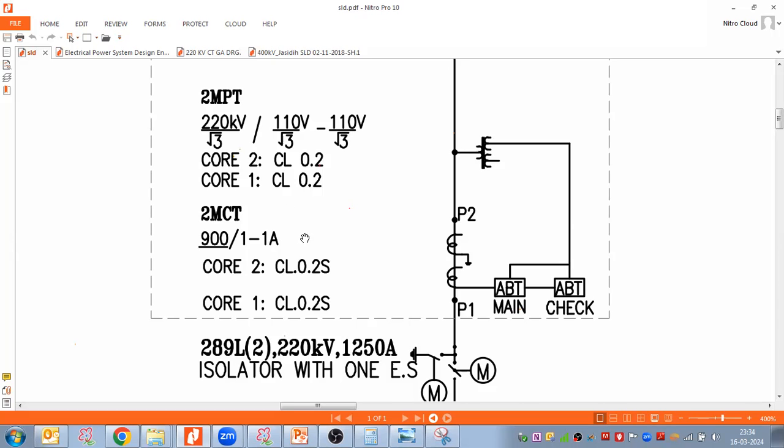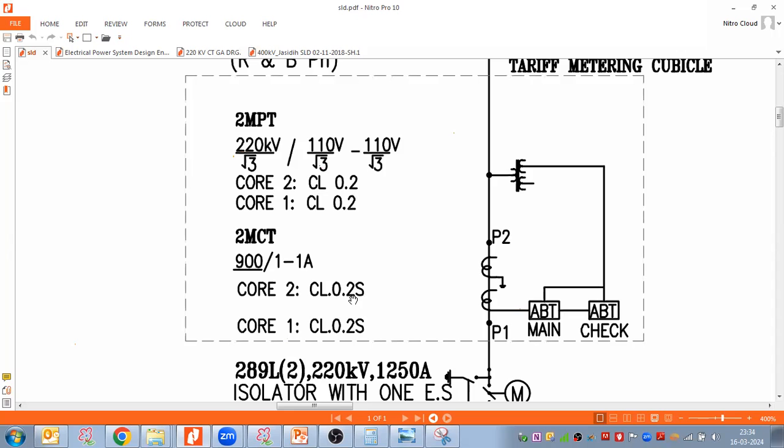Yes, correct. And also this P1, P2. But make sure whatever the current you are taking, do not take very much margin in the current. And I think this P1, P2, S1, S2 will be clear in the protection studies, where to be placed. Sir, the accuracy is 0.1, it's okay, but what about the knee point voltage?